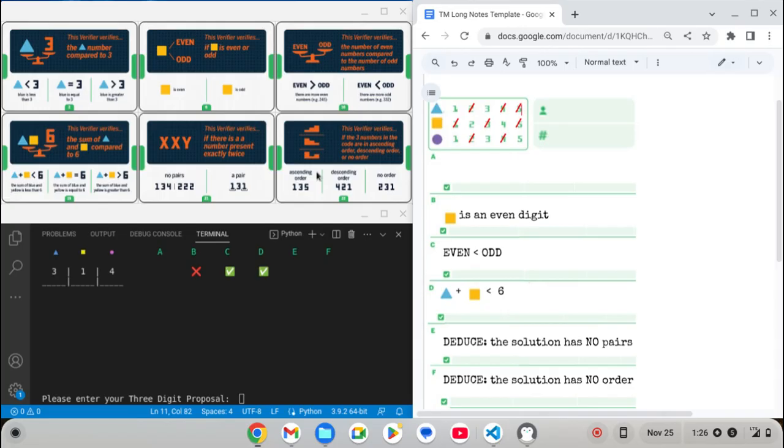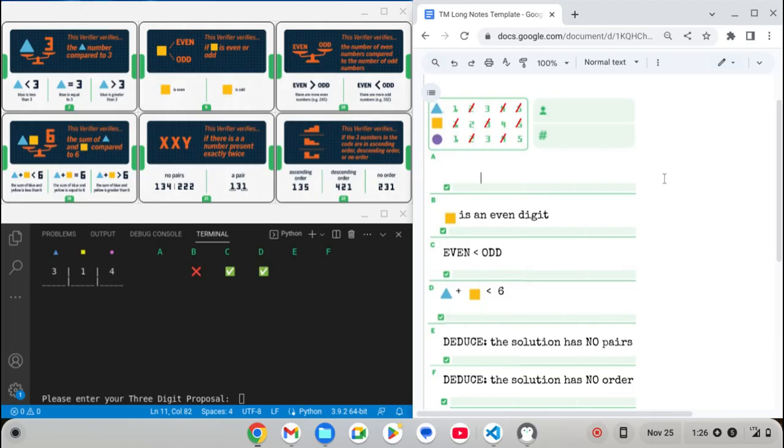Let's see, if we say triangle is 1, then that would force square to be 4, because 1, 2, 3, and 5 would all be increasing, going against our deduction that there should be no order. So it looks like, let's go ahead and type some of these possibilities out.